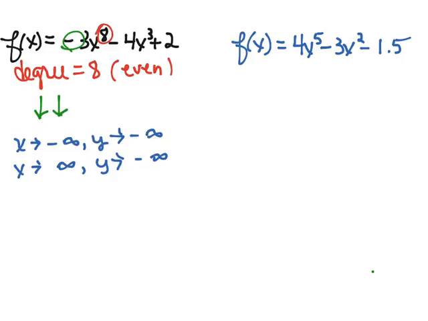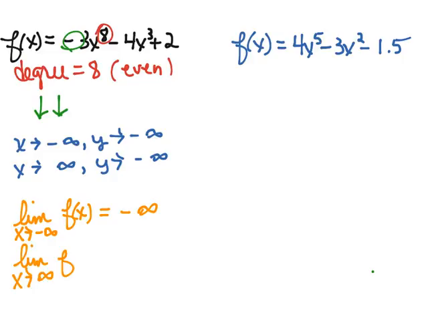Or we could give an even better answer and write it the way that we would in a calculus class, and that uses the idea of a limit. The limit as x approaches negative infinity of our function f is equal to negative infinity. The limit as x approaches positive infinity of our function f of x is still negative infinity. So there's three different ways to say the same thing.